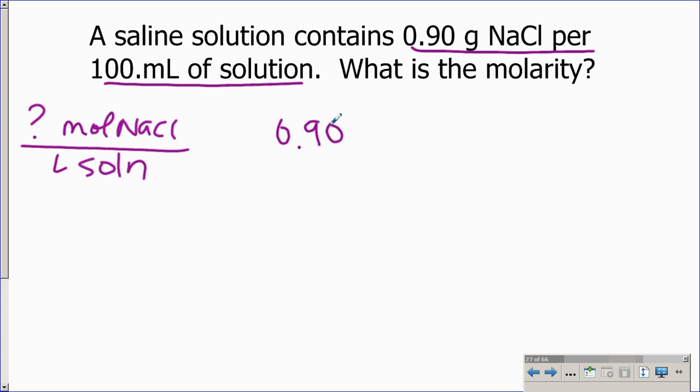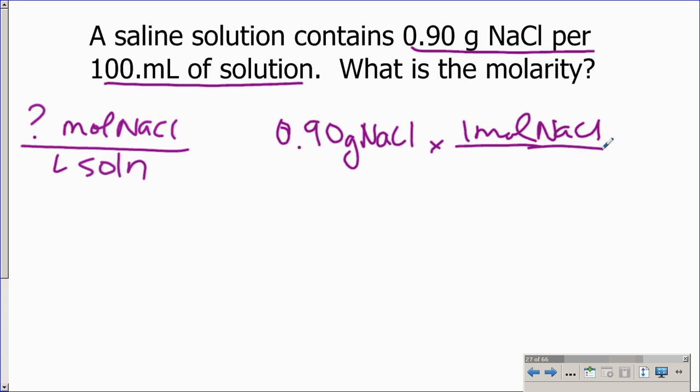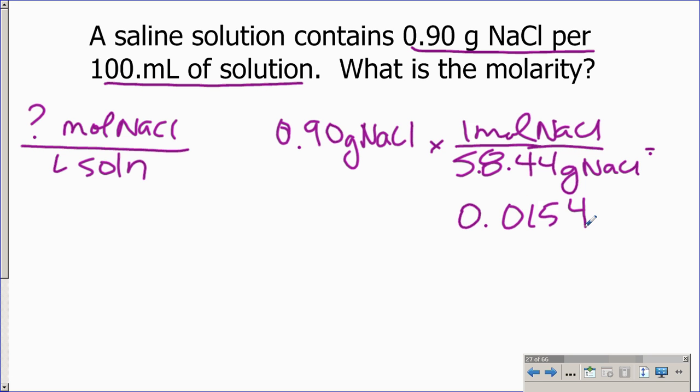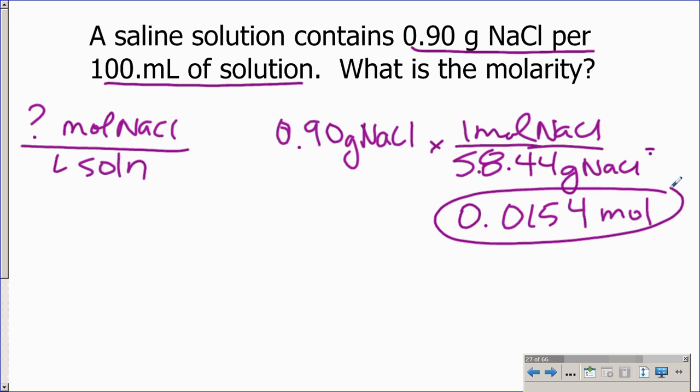0.9 grams of sodium chloride times one mole of sodium chloride over 58.44 grams. So that's just 23-ish plus 35.45 for chlorine. So that is, anybody? 0.015. 0.154. I'm going to expand it out just a little bit, and it's zeros after that, just so I don't have any rounding error. All right, so there's how many moles I have.